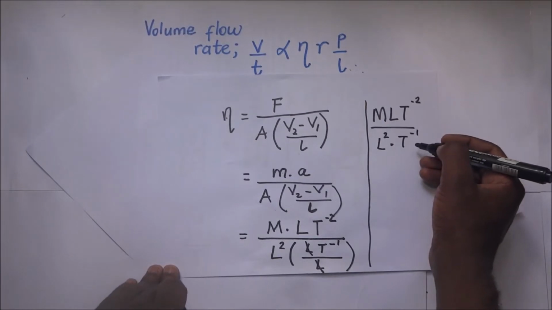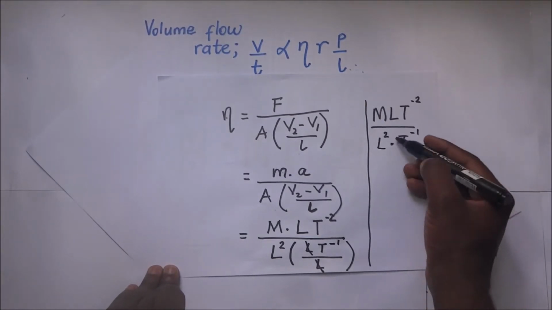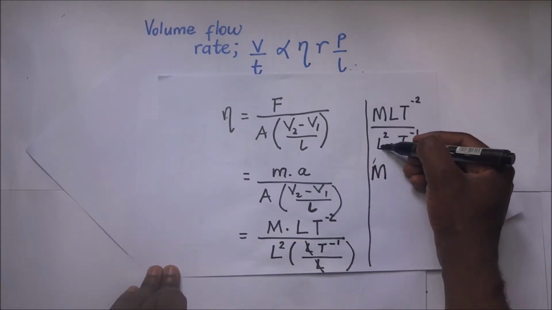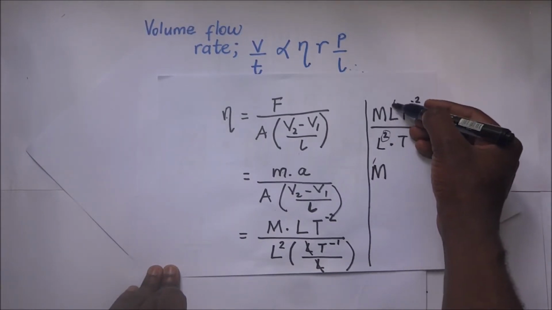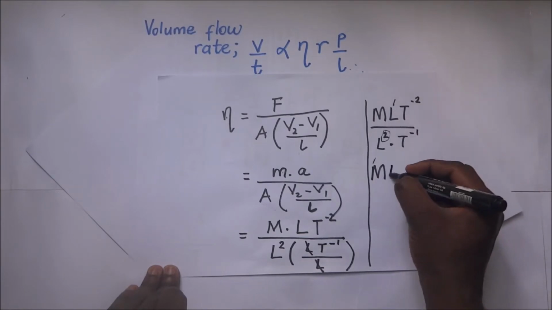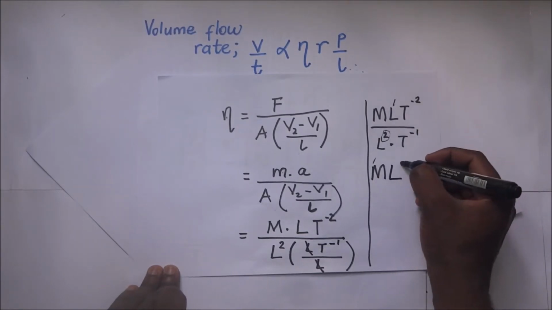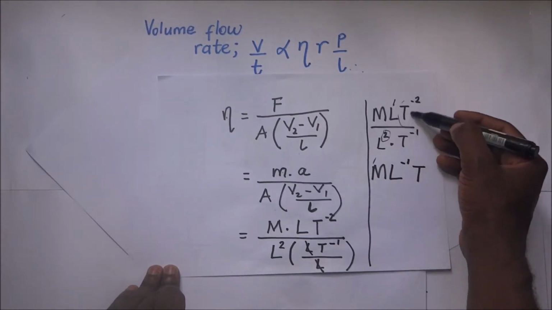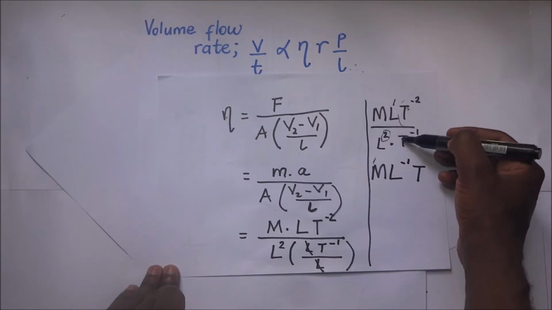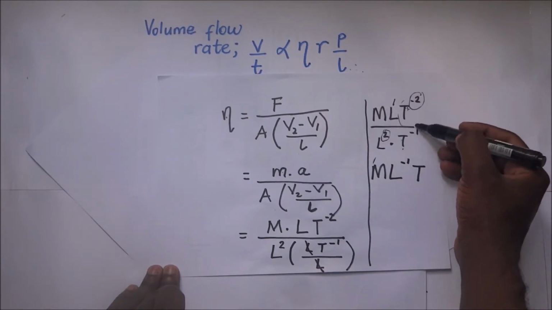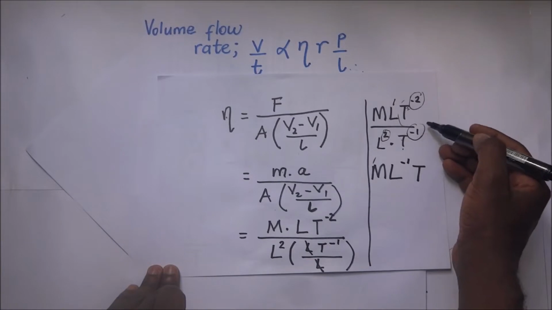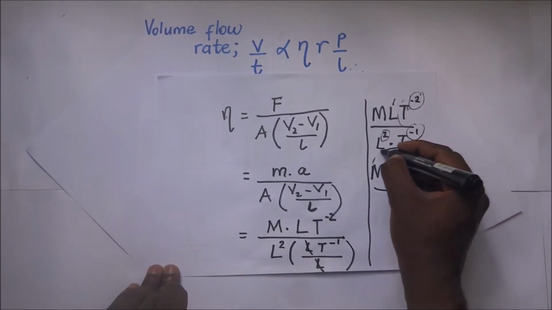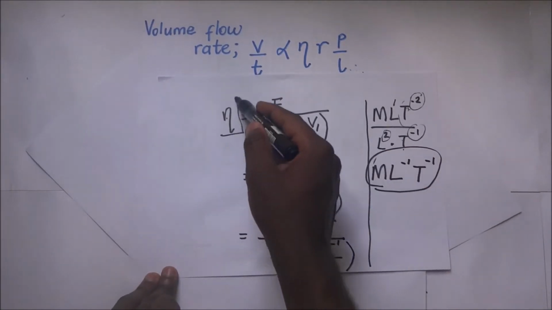And then to make this all universal, we have M, we have L up here and L. By the laws of indices, this is 1 minus 2. This gives us L to the power 1 minus 2, which gives us negative 1. Then we have capital T here. By the law of indices, when you divide indices of the same base, you subtract the powers: negative 2 minus negative 1. This gives us negative 2 plus 1, which gives us negative 1. So these are the dimensions of this.